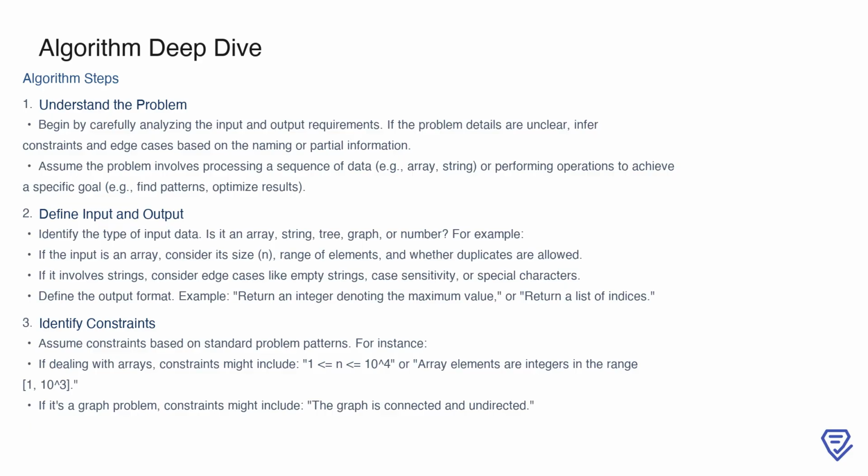Finally, identify potential constraints. For example, if the input is an array, the size might be constrained to values like 1 ≤ n ≤ 10^4, and elements could be integers in a specific range. If the problem involves graphs, constraints might specify properties like connectivity or being undirected. These steps lay the foundation for approaching the solution systematically.